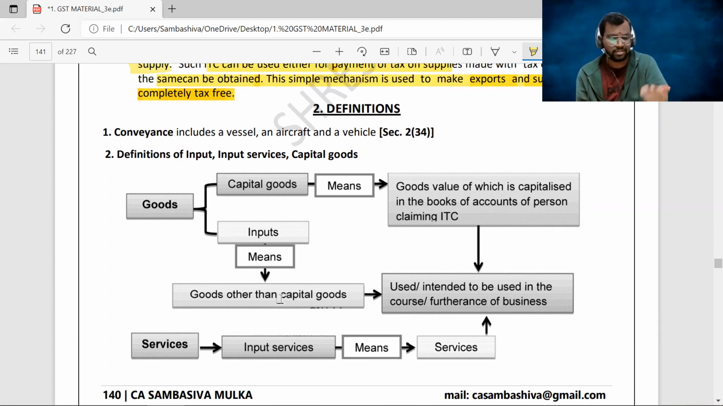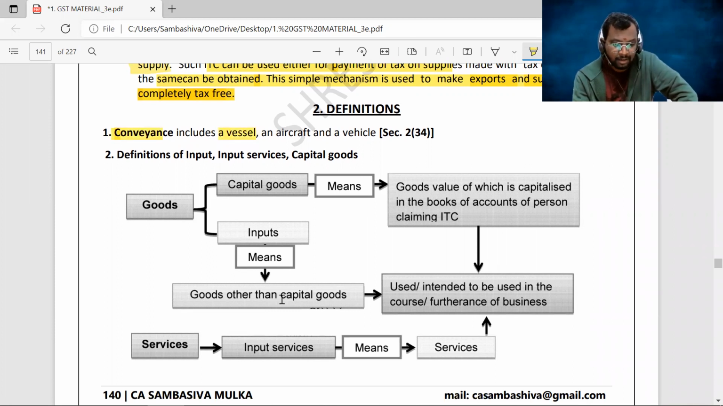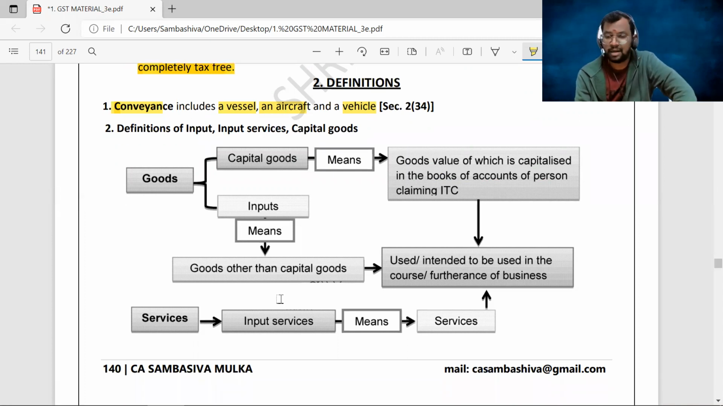So we have some definitions, sir. Let us see. Conveyance, it includes a vessel, an aircraft, and a vehicle. So conveyance includes vessels, ships, specially designed for the transportation of goods as well as transportation of passengers, aircrafts, and also a vehicle. Next, definition of inputs, input services, capital goods.